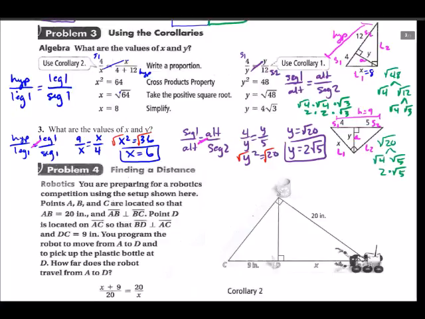So y is the square root of 20. 20 factors into 4 and 5. So the square root of 4 times the square root of 5. Square root of 5 can't be reduced anymore. Can't be factored anymore. So square root of 4 is 2 times the square root of 5. So I put it in simplest radical form.